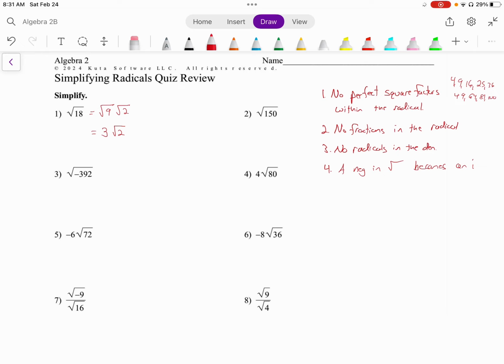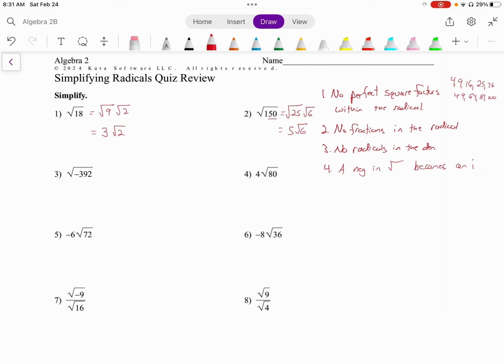Let's see, number 2, square root of 150. 4 doesn't go into that, 9, 16 doesn't, 25 does. Something ends in 50, 25, 50, 75, or 00, 25 goes into it. So 25 goes into this. And we think 150 divided by 25, that is 6. And so this is, the square root of 25 is 5 times the square root of 6.